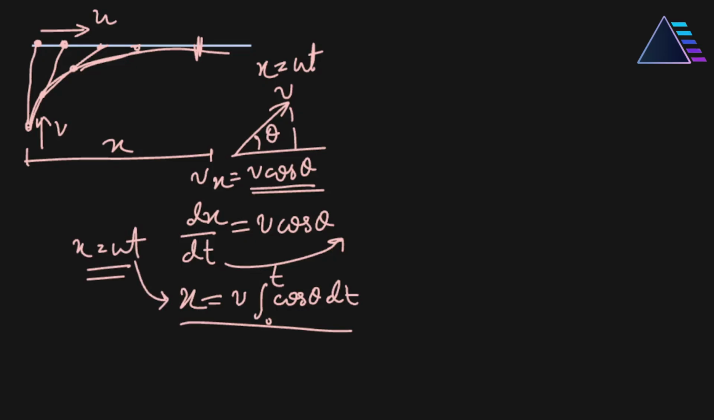So what we get is that the integral from 0 to t of cos theta dt will be x over v, and x is ut, so ut over v. This is the velocity of the spacecraft times the time divided by the velocity of the missile. So that velocity ratio times the time is actually what we're getting. Now we will come to a specific point of view. Let's view this whole problem from the perspective of the missile.